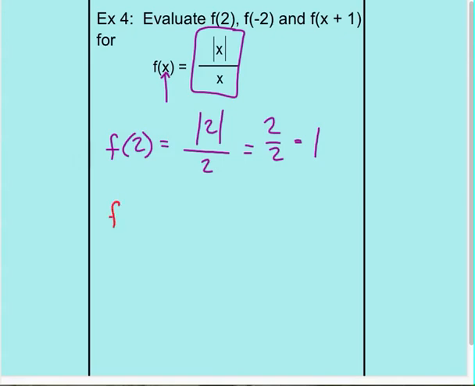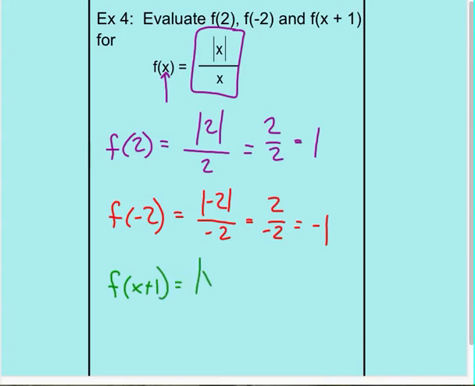When my input is negative 2, everywhere there's an x, I'm going to replace it with a negative 2. Absolute value of negative 2 is 2, divided by negative 2 is negative 1. So for an input of negative 2, a domain value of negative 2, I have a range value or an output of negative 1. And finally, f of x plus 1.